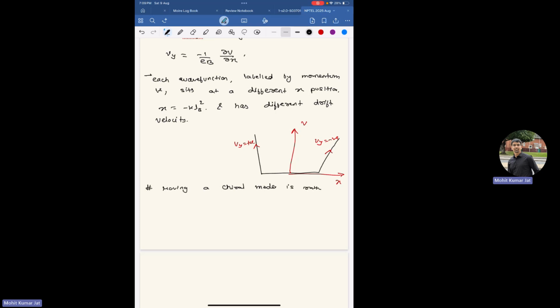It's rather special. In fact, there is a theorem which says that you can't have charged chiral particles moving along a wire. There has to be a particle which can move in the opposite direction as well. And in the language of field theory, this follows from what is called the chiral anomaly.